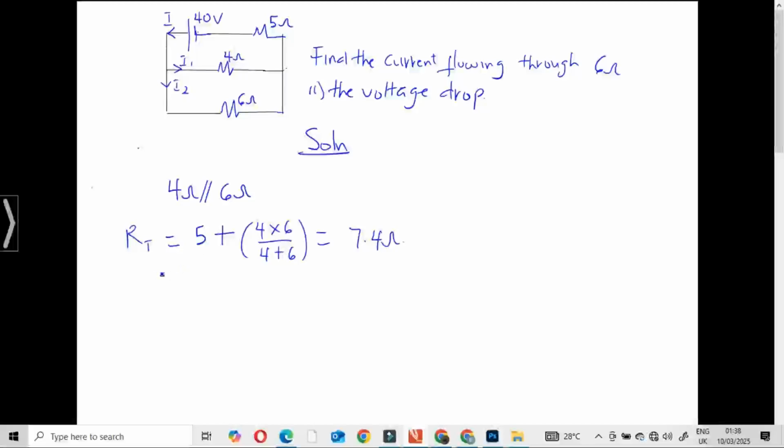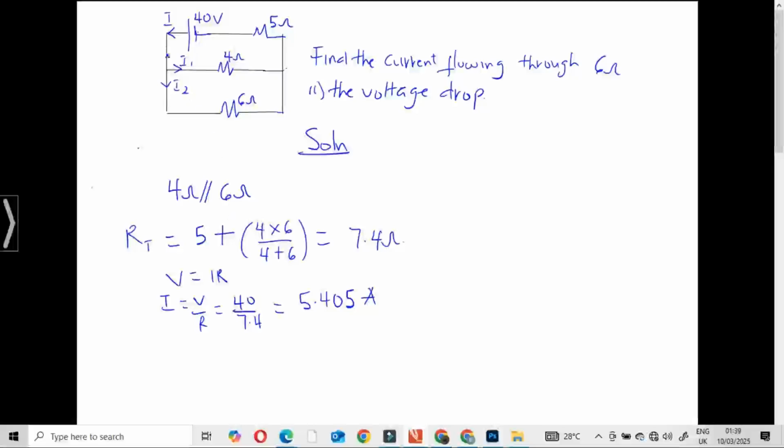In our previous video, we talked about the Ohm's law, where we concluded that V is equal to IR. So having our V to be 40 and our R to be 7.4, we can find our I, which gives us 40 over 7.4. And then this gives us 5.405 ampere.